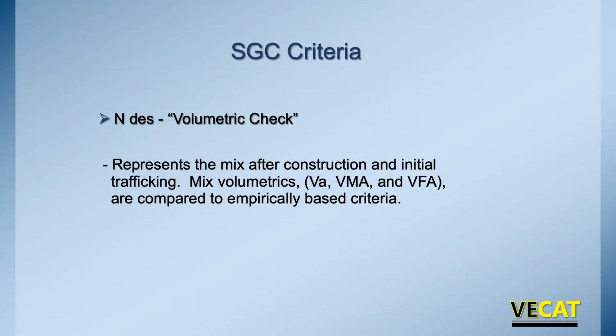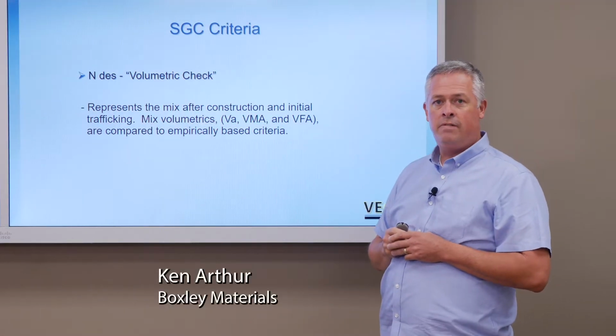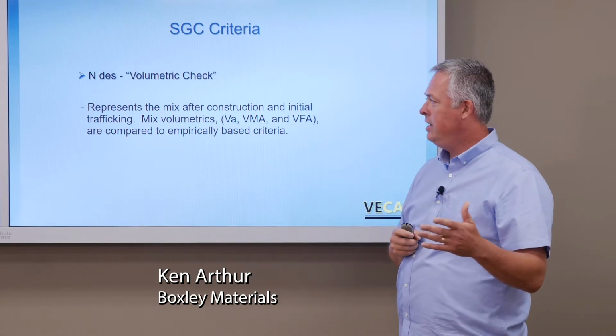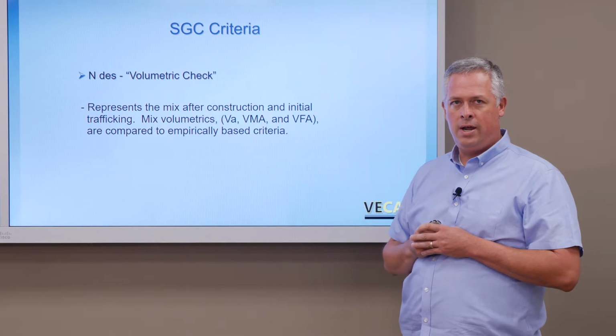N design is a volumetric check. This is basically what we do our gyrations to currently with VDOT. In most surface mixes, it's 50 gyrations. That gives us our N design. So that's our volumetric check. That's where we're checking air voids. This represents the mix after construction and initial traffic.